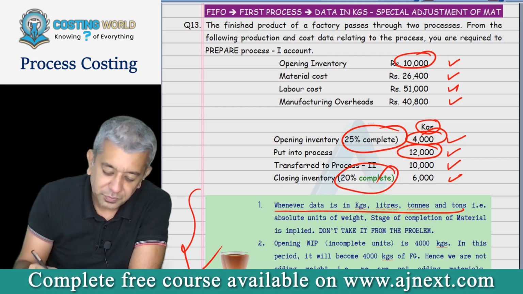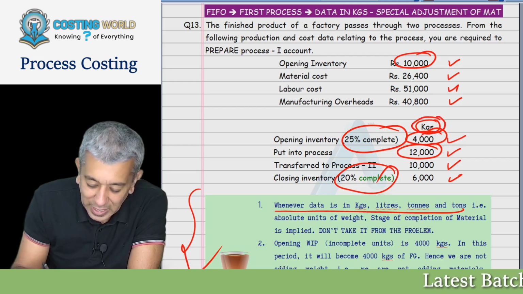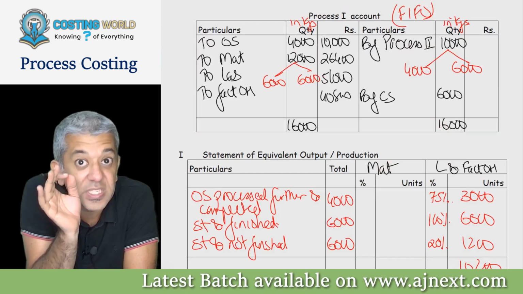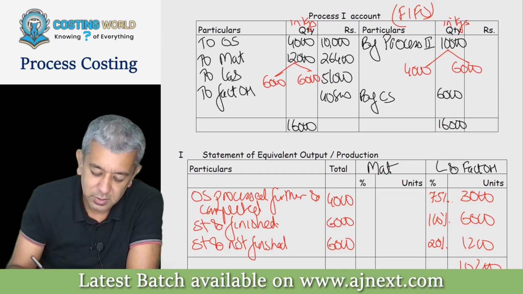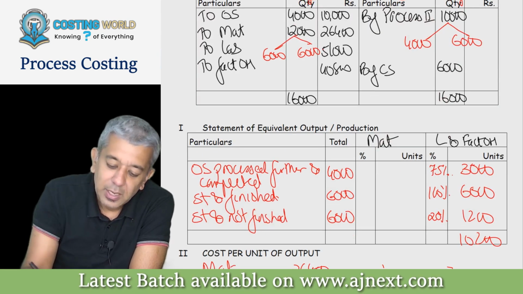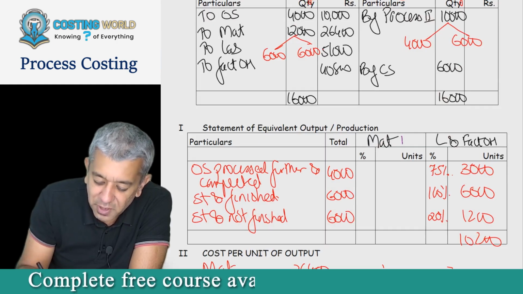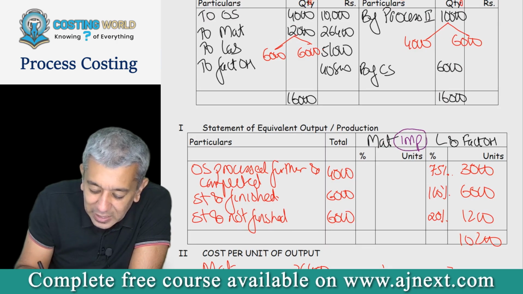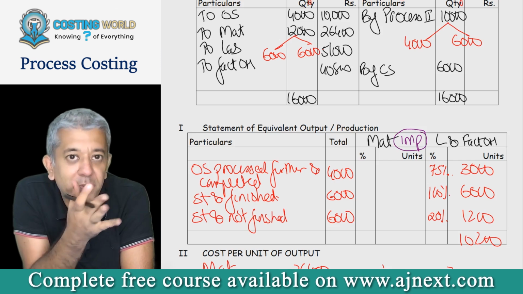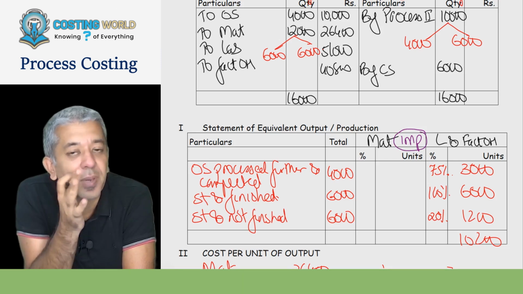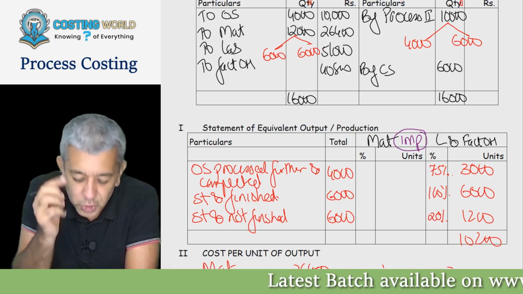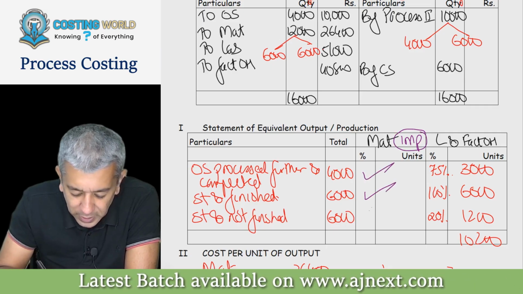Whenever the problem is in kgs, no? Whenever the problem is in kgs, then the stage of completion of material is not to be taken from the question. It is implied. You don't require the question for completing this part.